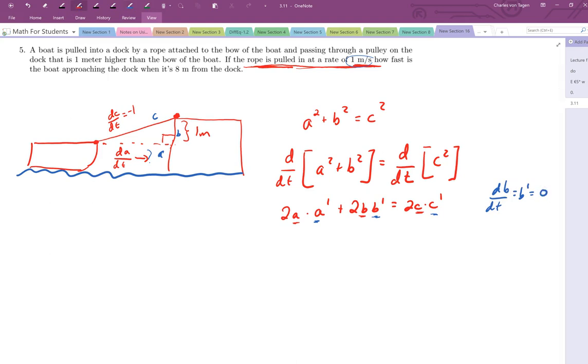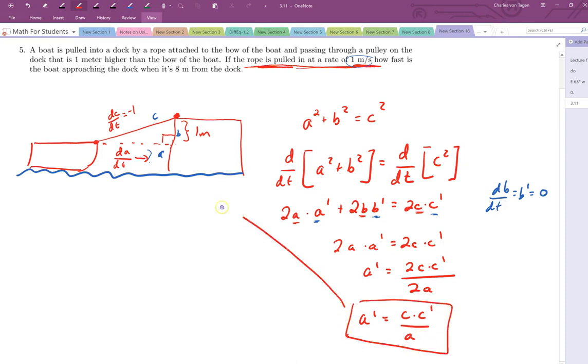So that means we can greatly simplify this problem. We get that 2a times a prime is equal to 2c times c prime, and we want to know what a prime is, so let's divide everything over. We get 2c times c prime all over 2a, or that a prime is equal to c times c prime over a. Okay.